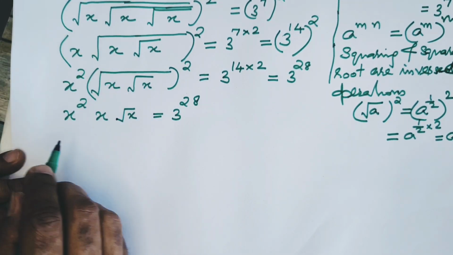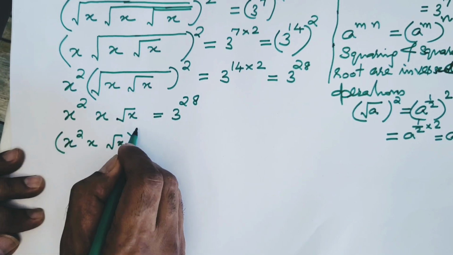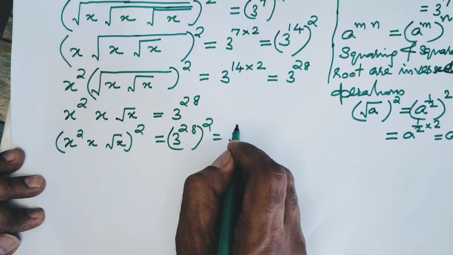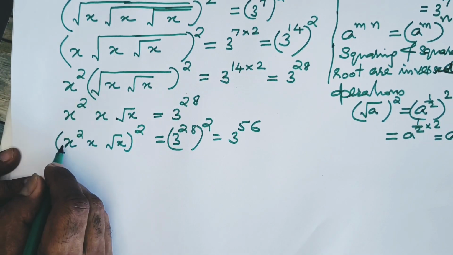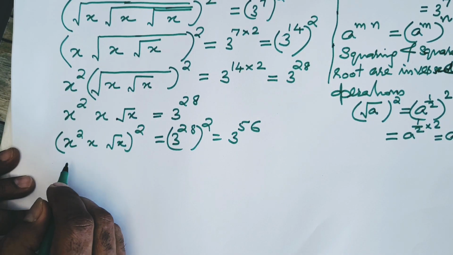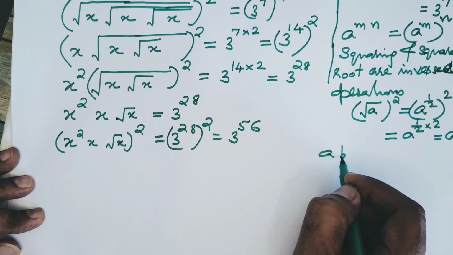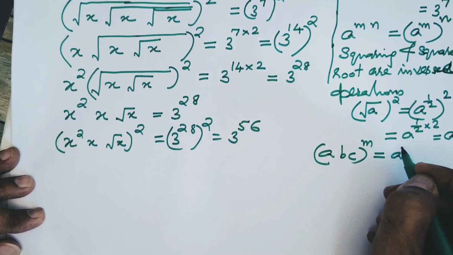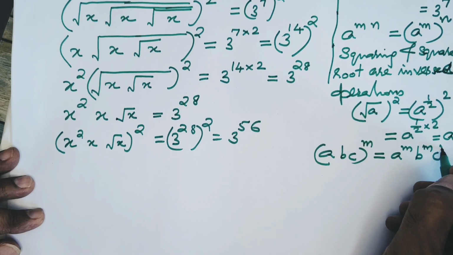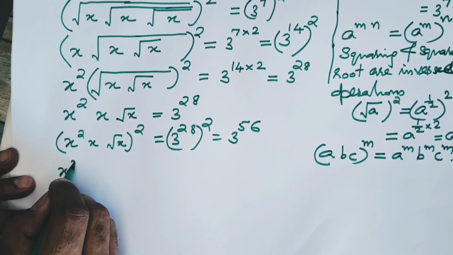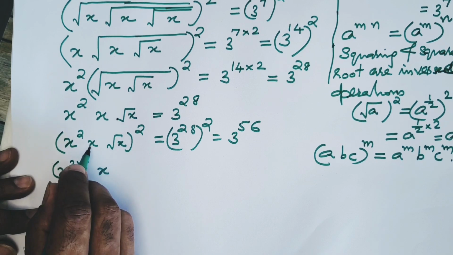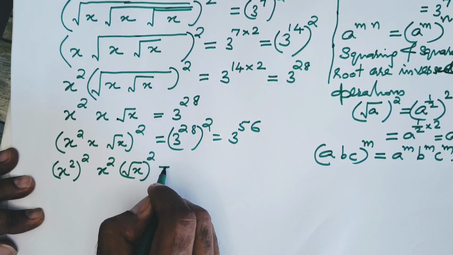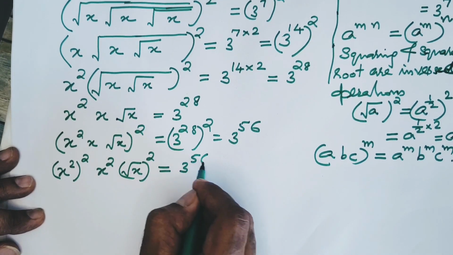Now we will square it again. So you have this squared, 3 power 28 squared, 28 multiplied by 2, 56. Now we will distribute the square to the 3 terms inside. See, basically this is based on this rule. If you have 3 terms, and if you are distributing this, you will get a power n, b power n, c power n. So using that, this becomes x squared, then this will be x squared, and this will be square root of x the whole squared, equal to 3 power 56.